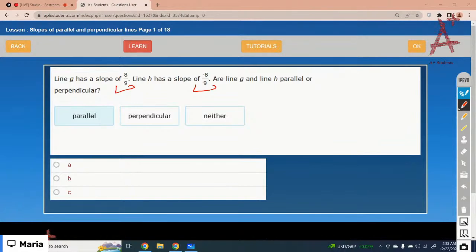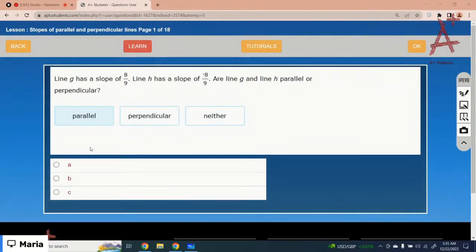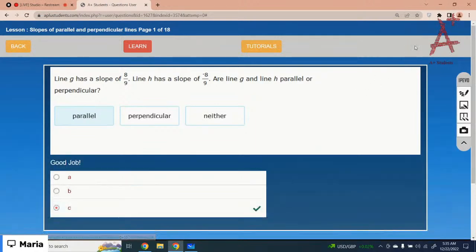They are neither parallel nor perpendicular, because if the lines are parallel, they have the same slope. So the slopes of the lines are not the same. Also, they don't have a product of negative 1. That means they are neither parallel nor perpendicular.